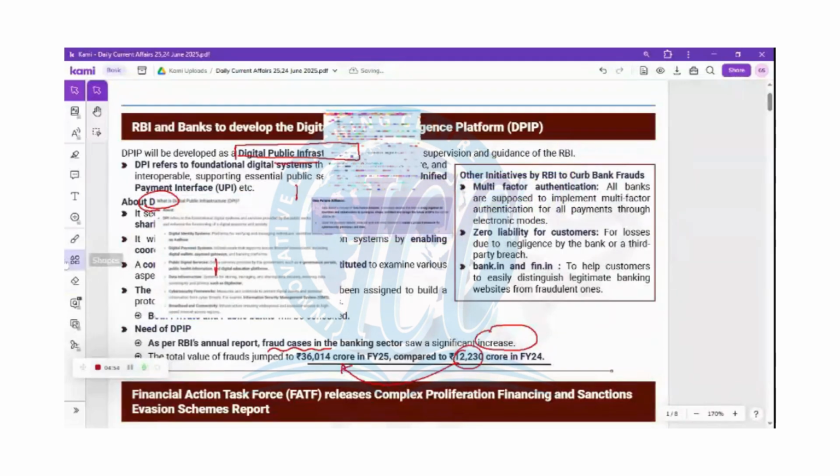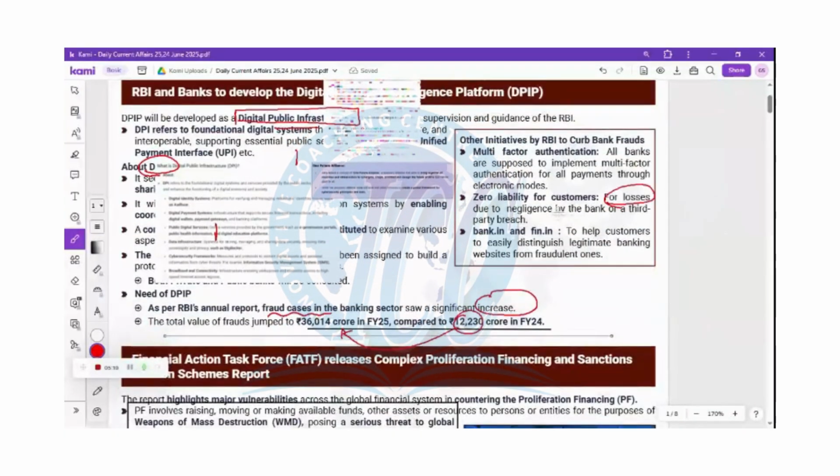Now, in this context, there are some initiatives taken by the Reserve Bank to curb this. One is multi-factor authentication. For example, if you are trying to open Gmail in a cyber center or on another laptop, it will ask for more authentication. That is called multi-factor, more than two factors. Even if you want to download your Aadhaar, it goes for two-factor authentication. And also, if there are any losses due to negligence by the banks, there is zero liability on the customers.